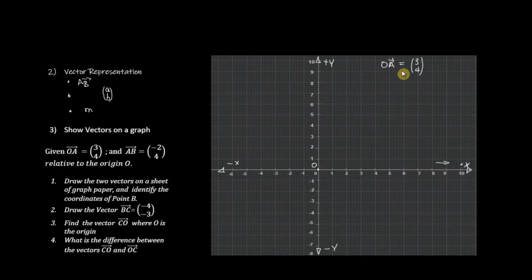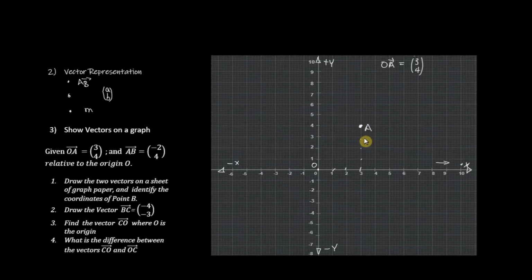So OA then means I'm going 3 units in the x direction and 4 units in the y direction. And it is always x, then y, never the reverse. It's an ordered pair. So this means OA is going 3 units to the right and 4 units up. So 1, 2, 3 to the right, 1, 2, 3, 4 up. So point A is here.